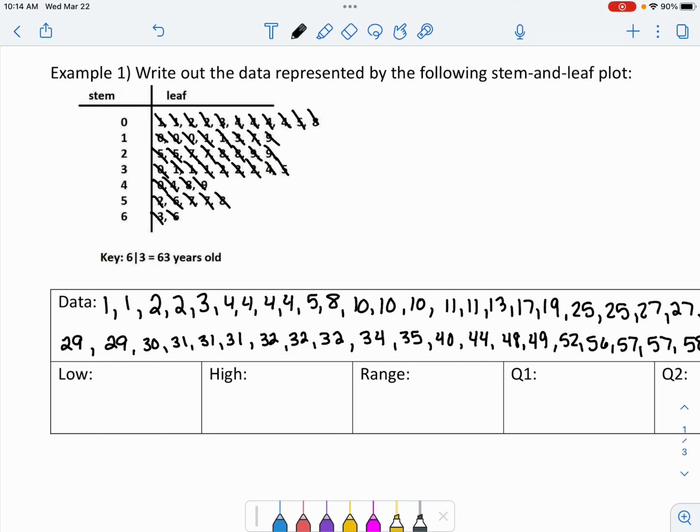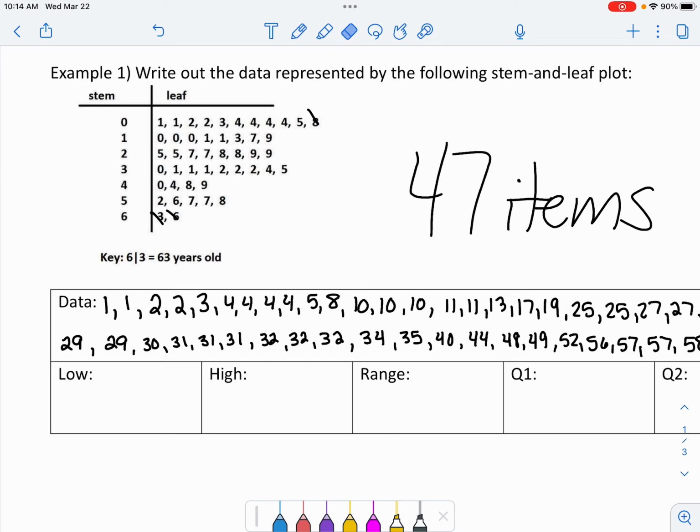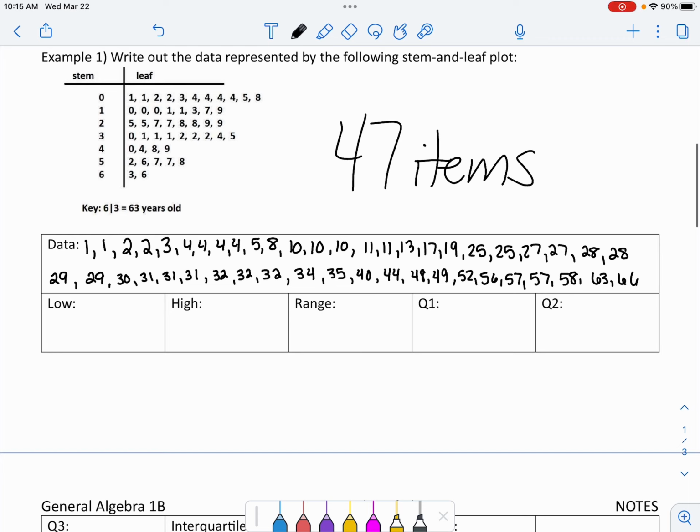47. Yes. Okay, good. I'm just going to write that real big, that there were 47 items. I have no idea what these items represent. Maybe ages of people in a swim team. 47 is what we got. Yeah, 47 altogether. And this is review from yesterday.